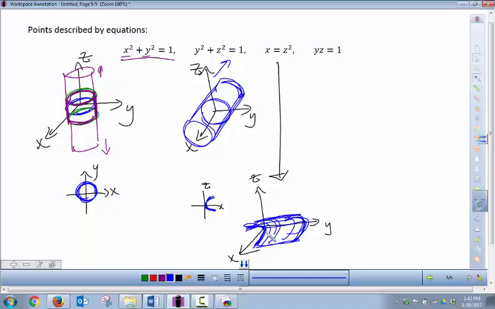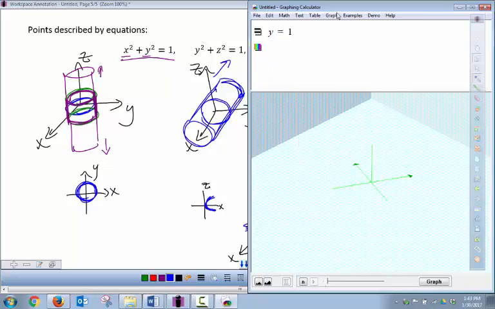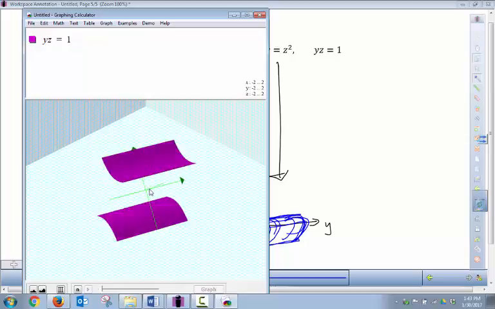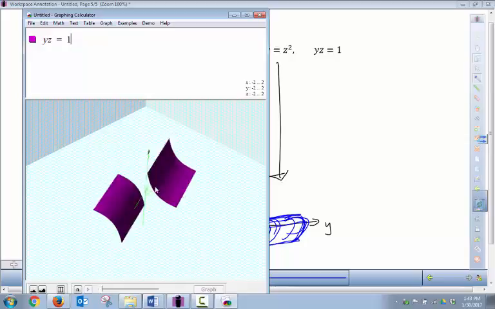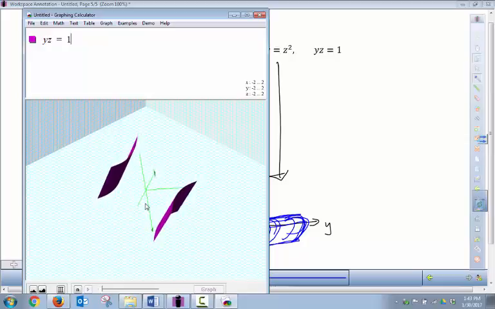Then you can just do y times z is equal to 1. Those are hyperbolas with the asymptotes on the y and z axes. So you can just draw them. I'll draw that using a computer. So y times z is equal to 1. If you look at it from up along the x-axis, let's see, this is the x-axis right here.